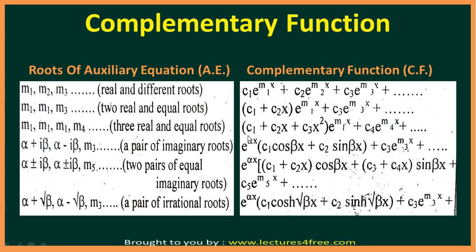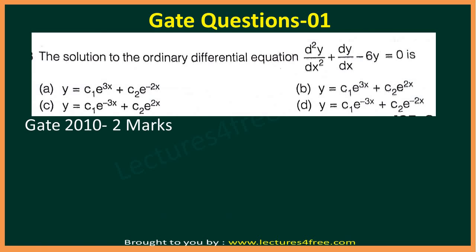So if you got the idea, we can start solving questions. If you haven't got the full idea, then also observe some questions, then you will get more idea. Okay, so let's see some GATE questions related to this topic. Here you have to find the solution of the ordinary differential equation d square y upon dx square plus dy upon dx minus 6y is equal to 0, and you have the four options given here.